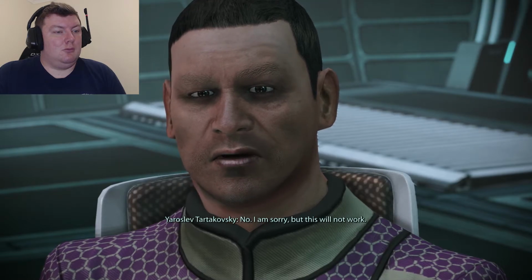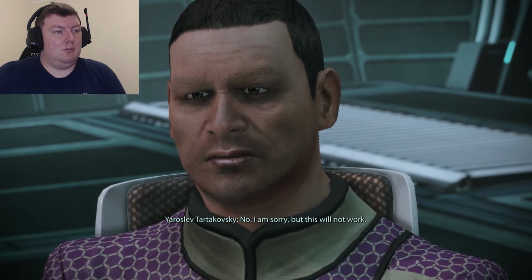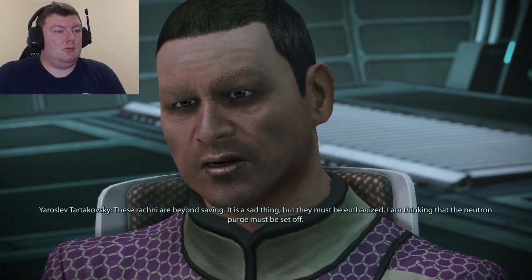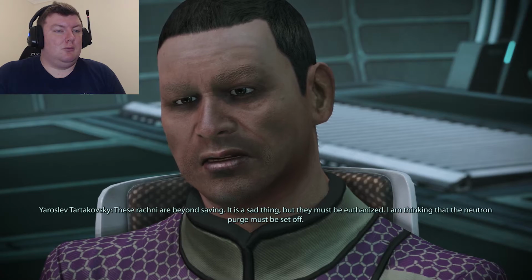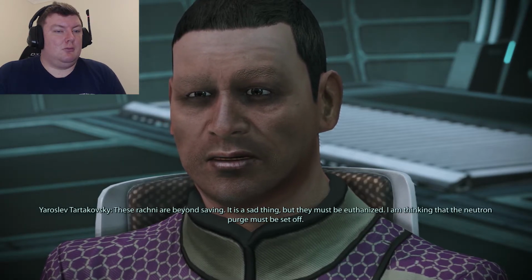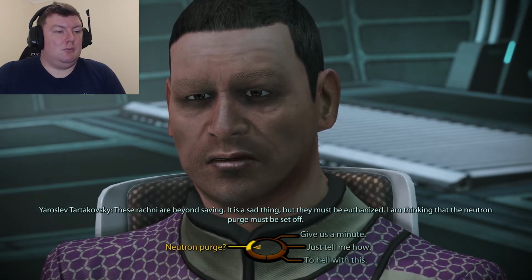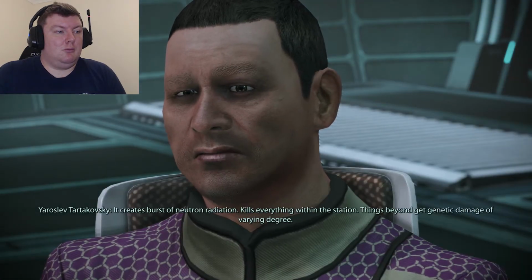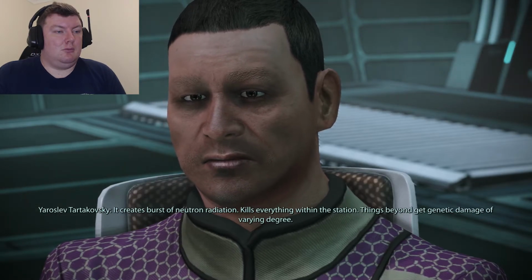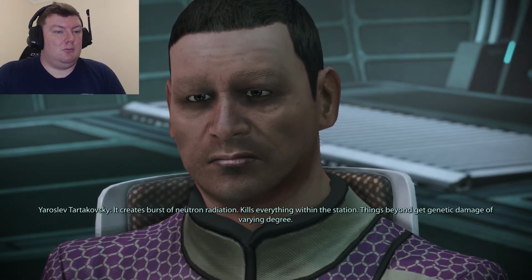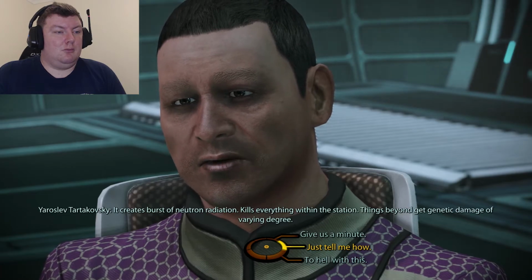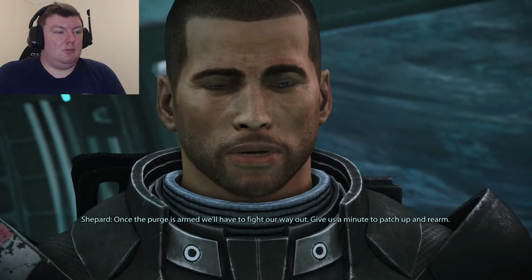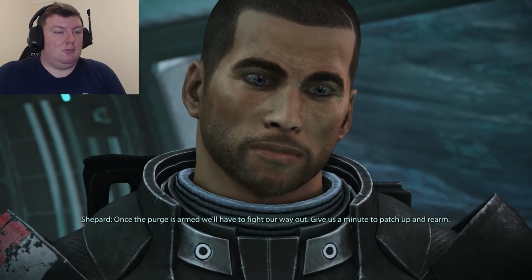No, I am sorry, but this will not work. These Rachni are beyond saving. It is a sad thing, but they must be euthanized. I am thinking that the neutron purge must be set off. I'm not familiar with the purge system. It creates bursts of neutron radiation, kills everything within the station. Things beyond get genetic damage of varying degree. Once the purge is armed, we'll have to fight our way out. Give us a minute to patch up and rearm.